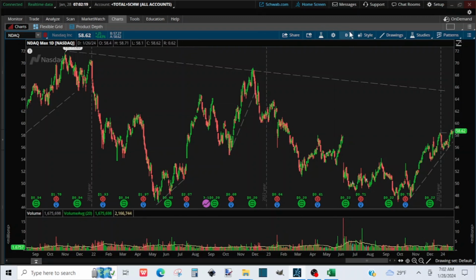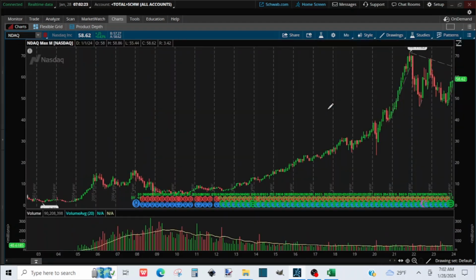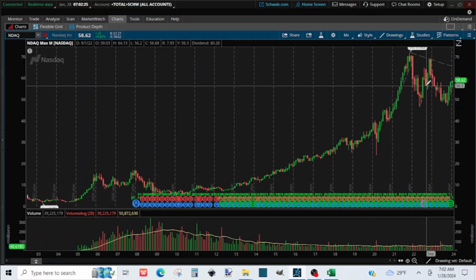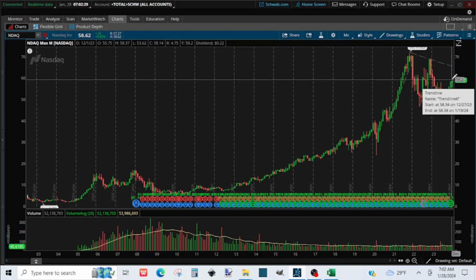Let's go to the monthly chart. Yeah, it has so many to overcome here. Do you see it? It has two major ones.